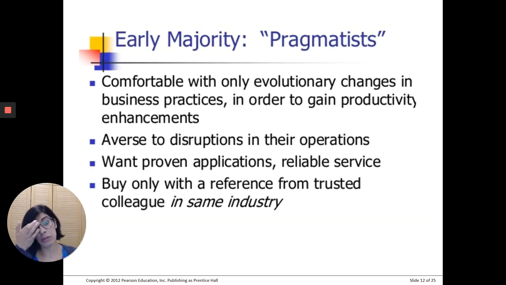Next, you have the early majority or the pragmatists. These people are only comfortable when evolutionary changes in business practices actually give them some enhancements in productivity. So what this means is they wait for evidence from the early adopters before they actually put their money on the table for your product. They don't like to have a lot of disruption to their daily life. They want to see the technology proven to work before they actually pay for it. So they want evidence that it is reliable, it's going to fit into my life, I'm making a good decision. They will analyze it before they buy.